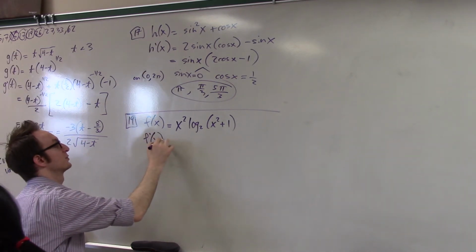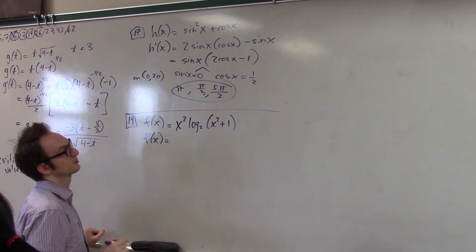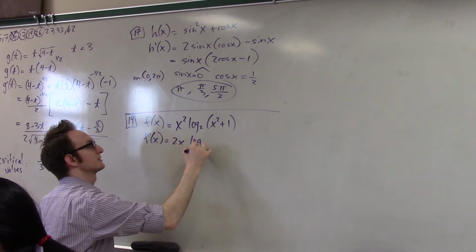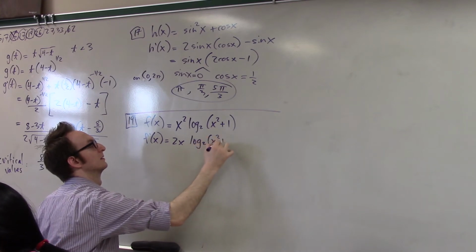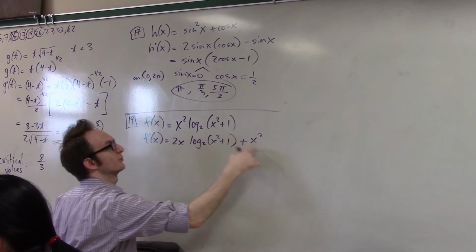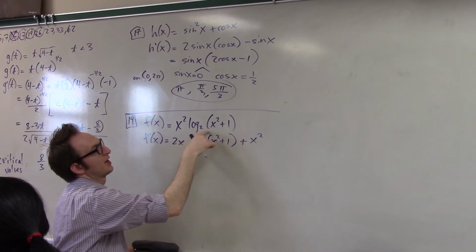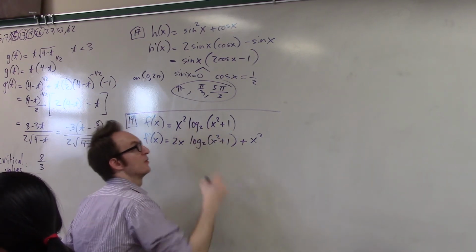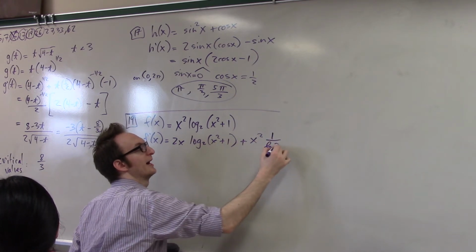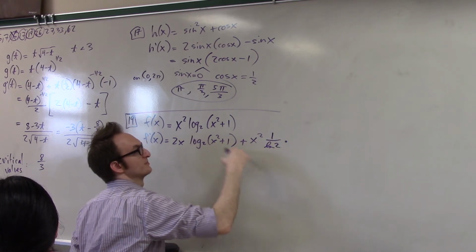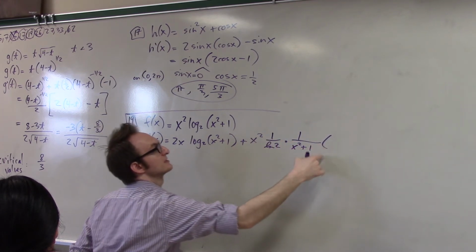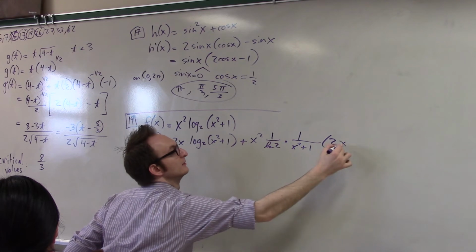Well, for the derivative of this, I guess I just have to use the product rule. The product rule says derivative of the first times the second plus the first times the derivative of the second. What is the derivative of log base 2 of x squared plus 1? Well, the derivative of log base 2 of something is 1 over ln 2 times 1 over the something, times the derivative of the something.